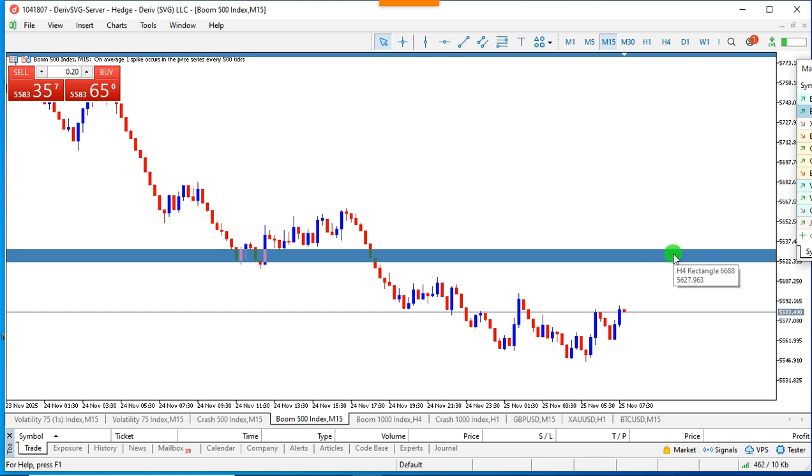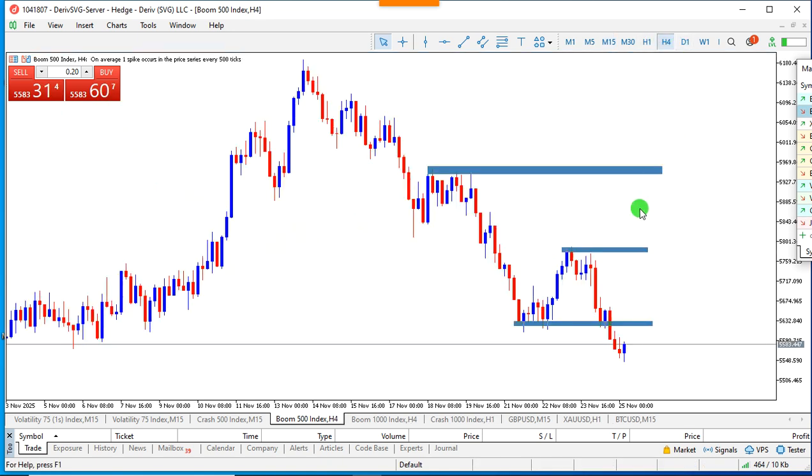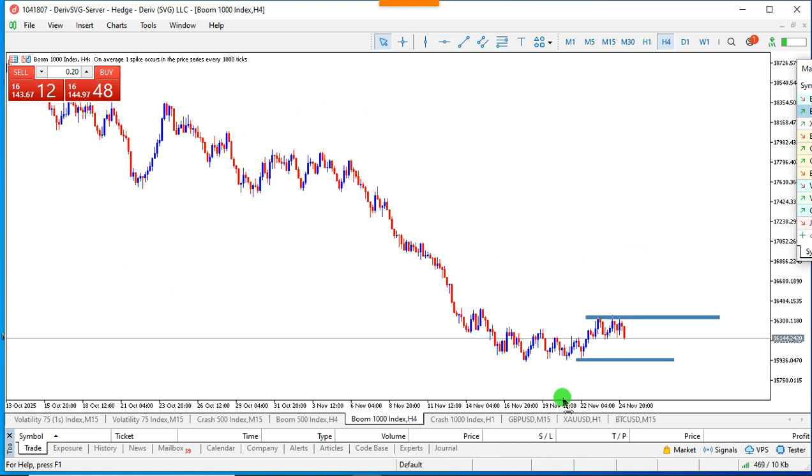So I'm still going to be waiting on Boom 500. Please, once again, let me go back to 4H so you can look at the structure I marked. I used it to mark yours too. Going to the next one, Boom 1000. This is the second to the last. So our structure is still valid. This is already marked, and of course, we expect the market to get to this level.